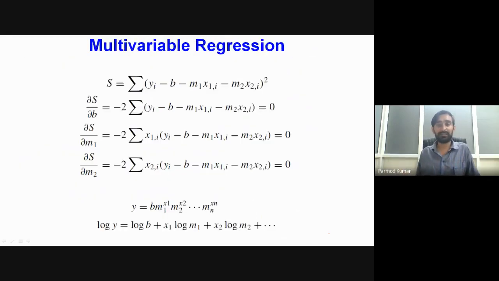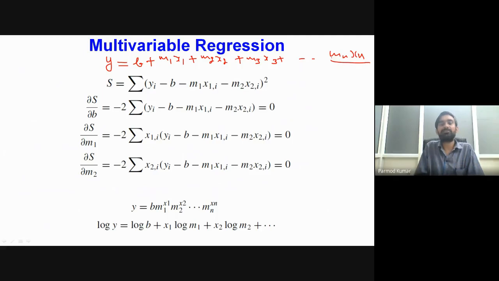Then let us now consider the multivariable regression analysis. In the regression analysis I have discussed till now, we were having only the association of two variables, one we were considering as the independent and another one as the dependent variable. Now we may have a situation where our final output is the combination of a large number of variables, say y equals b plus m1 x1 plus m2 x2 plus m3 x3, and so on up to mn xn.